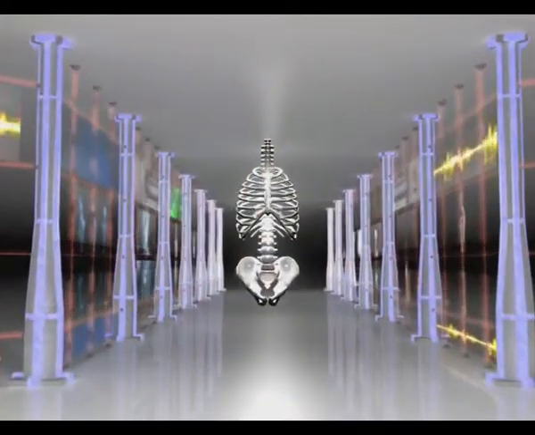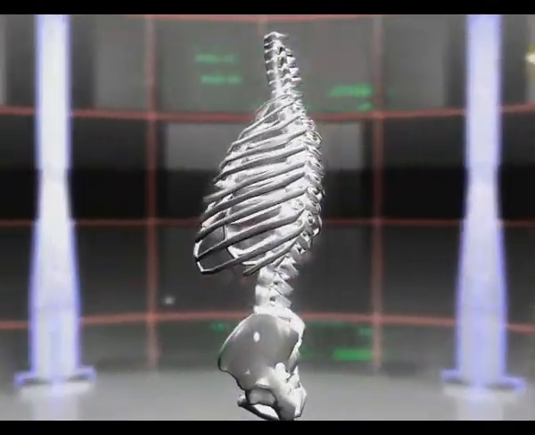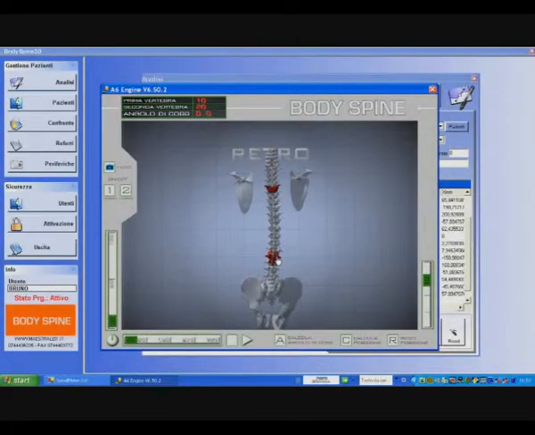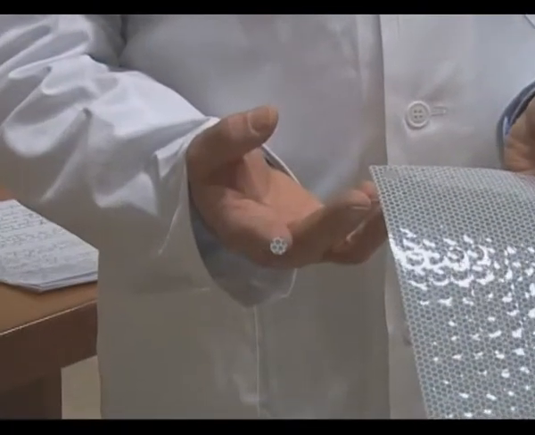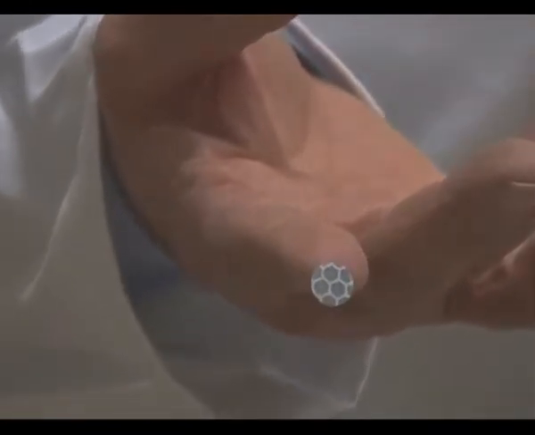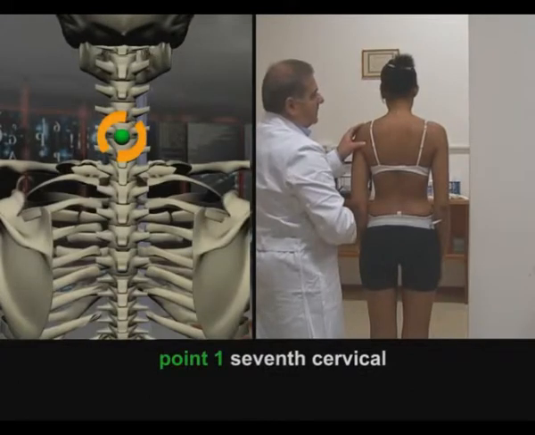The system permits an accurate evaluation of the condition of the backbone by the acquisition and processing of digital images. The operator only has to position the markers in the prearranged points, a simple and rapid operation. The mapping of point positioning is as follows.